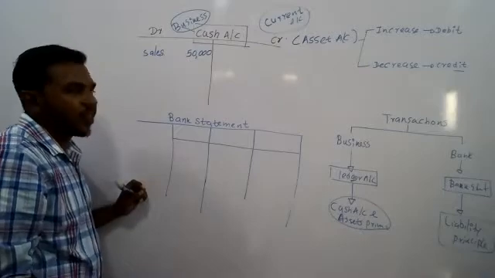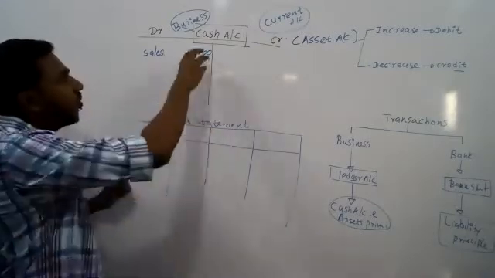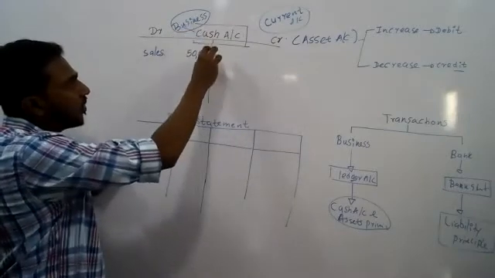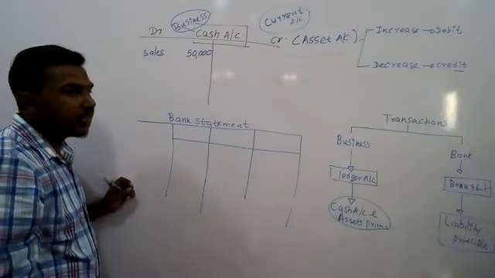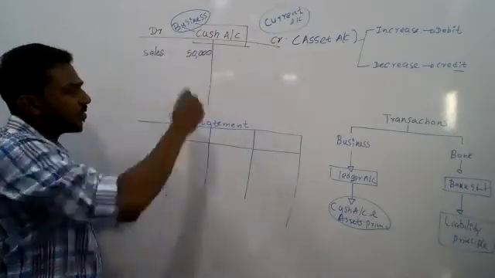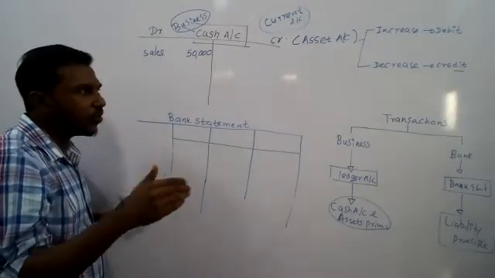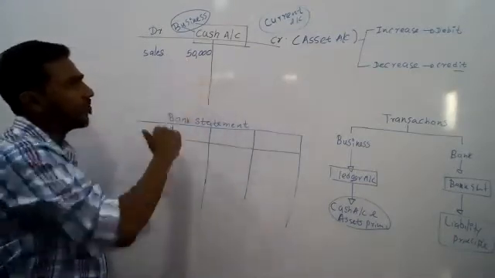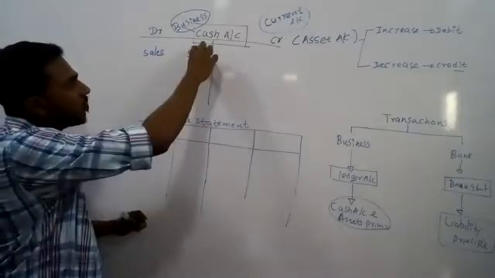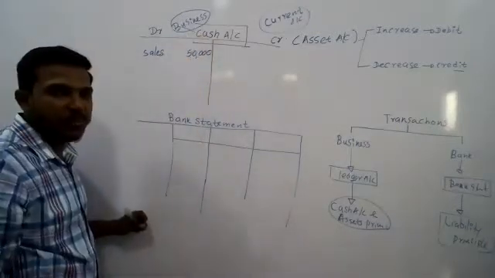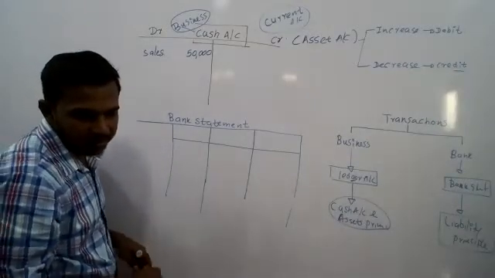Clear? Then from our perspective, that means from the business point of view, this is the asset increase and this is debit. Once we receive the cash, it's an asset increase for us. So if it is asset increase, it's debit. This is what the business recorded.